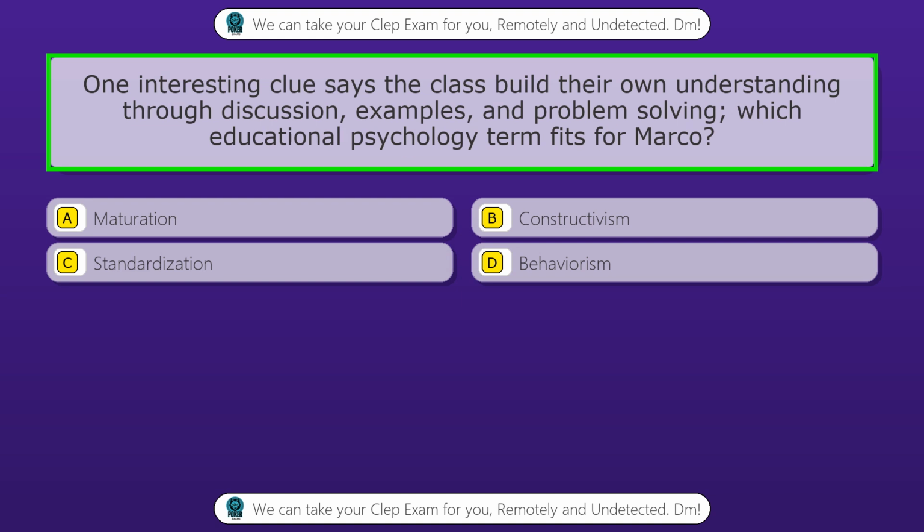Question 46. One interesting clue says the class build their own understanding through discussion, examples, and problem solving. Which educational psychology term fits for Marco?